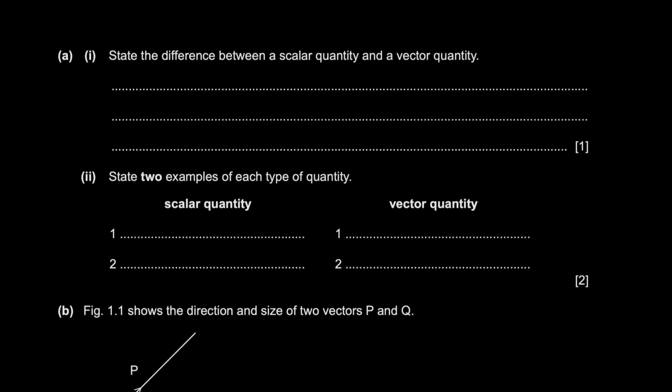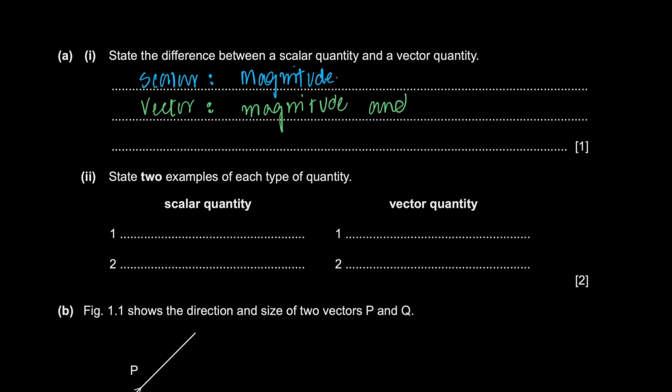State the difference between a scalar quantity and a vector quantity. That is easy. A scalar quantity has just magnitude, whereas a vector has magnitude and direction.